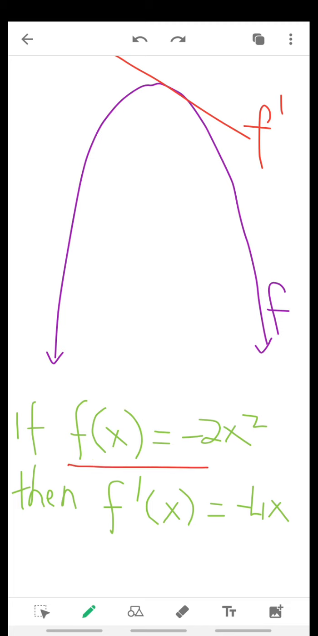My f of x is a parabola, minus 2x squared. This is a simple graph. Then the derivative will be, remember I drop the 2 and multiply with the minus 2, and subtract 1. The derivative will be minus 4x. Tangent, therefore my derivative will be a line, the red graph, which is the tangent to the graph of f at the point x.